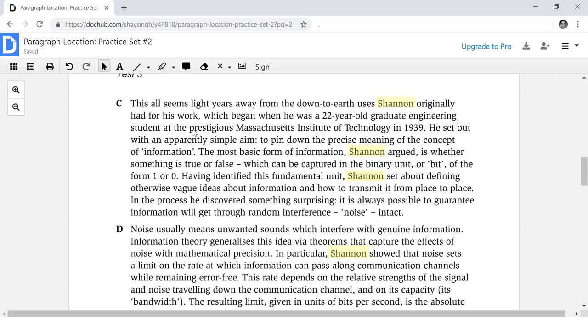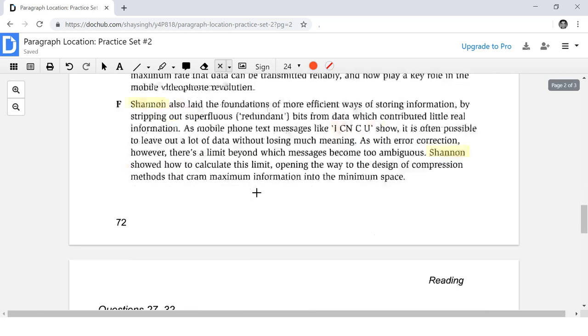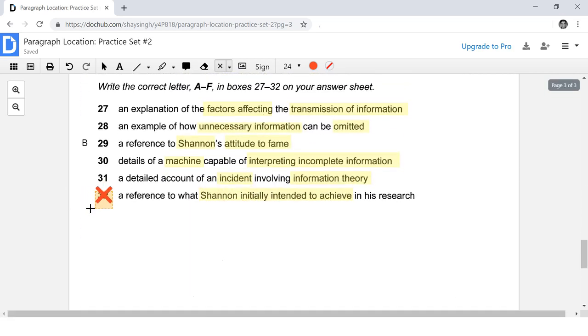It talks here about his initial intentions. What were his original intentions that he had for his work when he began this work? So that is going to be our answer for this other question that we were looking for, which was down over here. Question number 32. That is going to be C.